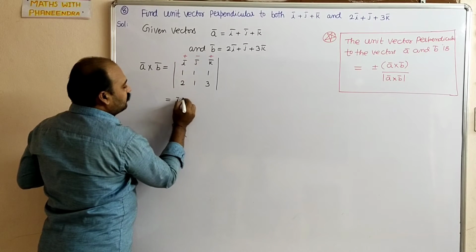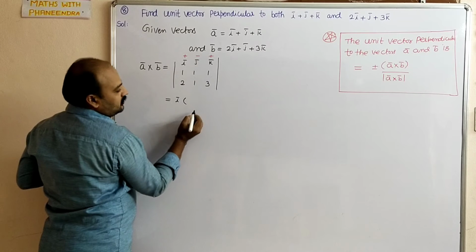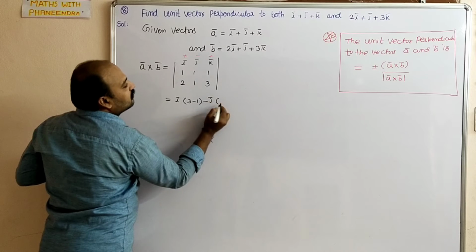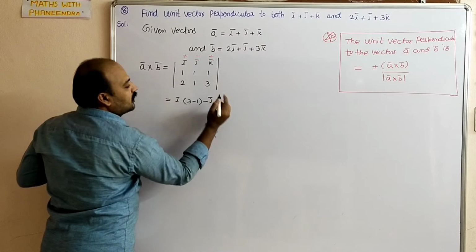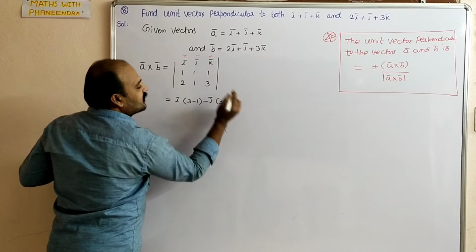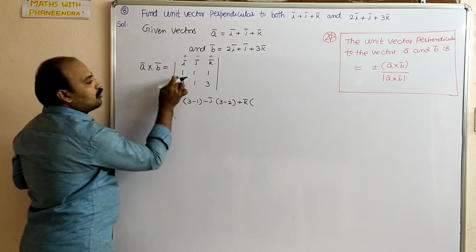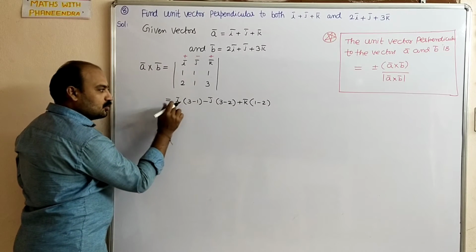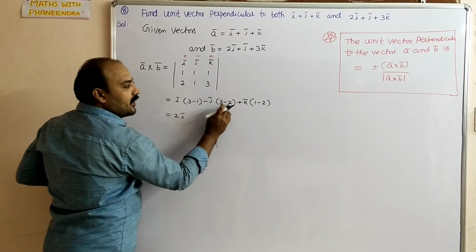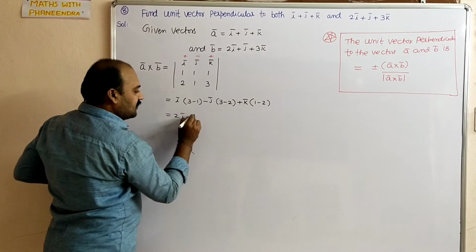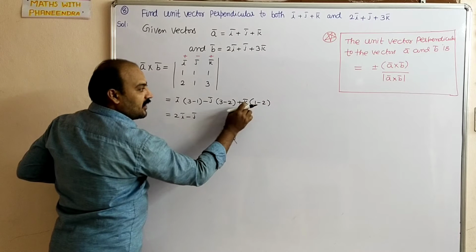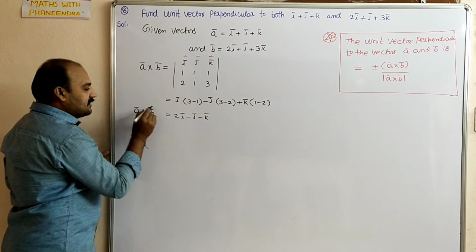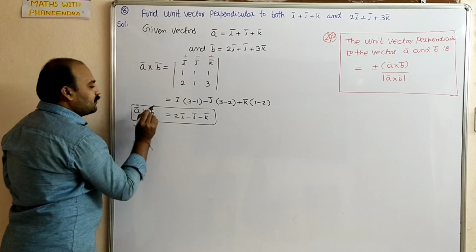I bar into 1 into 3 minus 1, so 3 minus 1, minus j bar into 1 into 3, 3 minus 2 into 1, 3 minus 2, plus k bar into 1 minus 2. So 3 minus 1 is what? 2, 2 into I, 2i. 3 minus 2 is 1, 1 into minus j. 1 minus 2 is minus 1 into k, minus k. So therefore A bar cross B bar value is 2i minus j minus k.